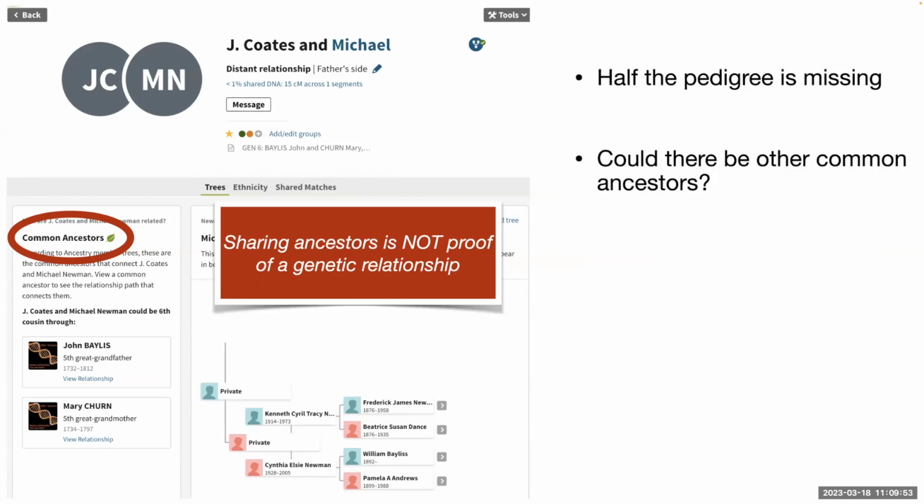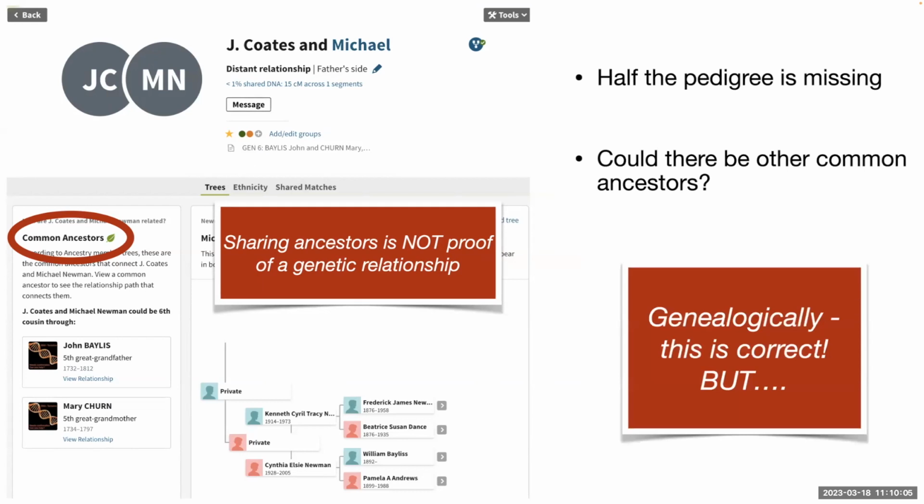The problem with this particular match is that half the pedigree's not there. He's only got a maternal side. So could there be some other ancestors that are at play here? So genealogically, it's correct. It goes back. It was on the same line as what I thought was on my mother's paternal side.